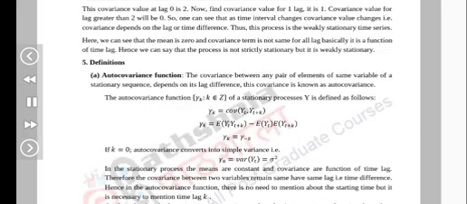The time series has constant mean, and the covariance changes as the time difference changes. The covariance value at lag 0 is 2. Now, find the covariance value for one lag; it is 1. The covariance value for lag greater than 2 will be 0.